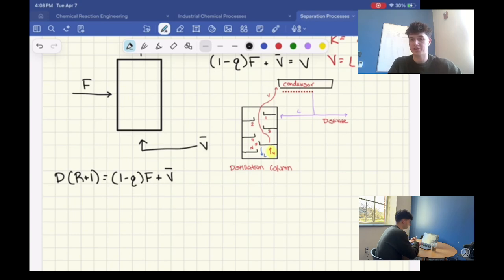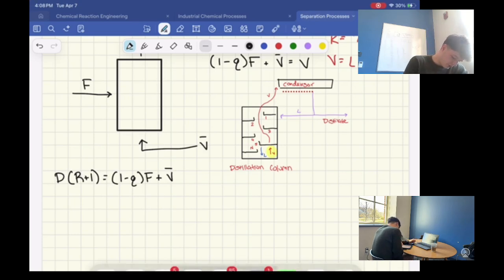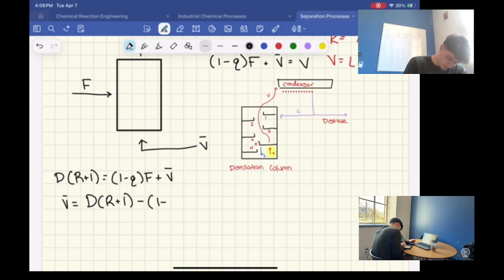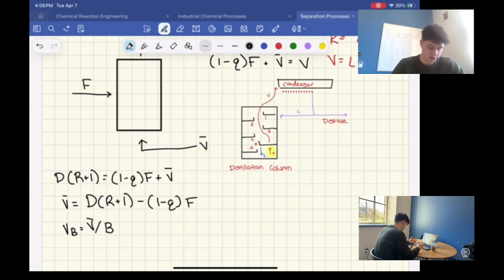Now the next portion is using this equation, rearranging it to find our boil-up ratio. To do this, we first isolate V bar by itself, in which you get V bar is equal to D times R plus 1, minus 1 minus q times feed. Again, we used this in our previous equation. The boil-up ratio is equal to the ratio of V bar over our bottoms. When you substitute that into the equation, you arrive at that boil-up ratio. I will write this off to the right side.